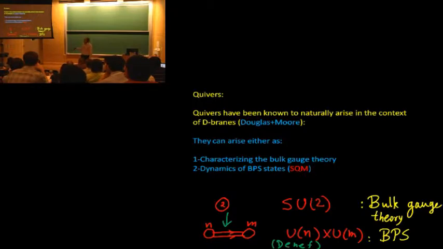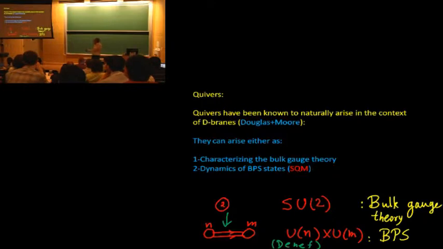So either as a higher dimensional quantum field theory, or as a one-dimensional quantum field theory, which is what we call supersymmetric quantum mechanics, we could be using this in two possible ways. Of course, this second one can be viewed as a special case of the first one, but I distinguish them because I am specifically interested in the second way of viewing the quiver.